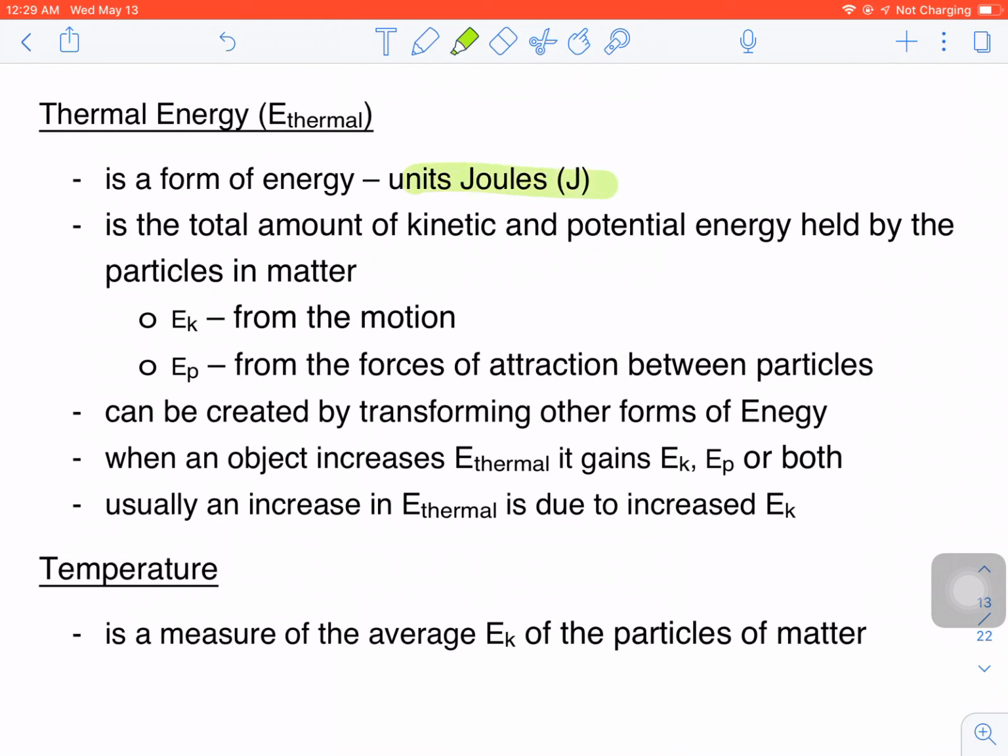And really, the thermal energy in matter is a combination of the kinetic energy, the motion of those particles, as well as the potential energy, which is the energy stored up because of the force of attraction between the particles in matter. So again, let's think about an ice cube now.